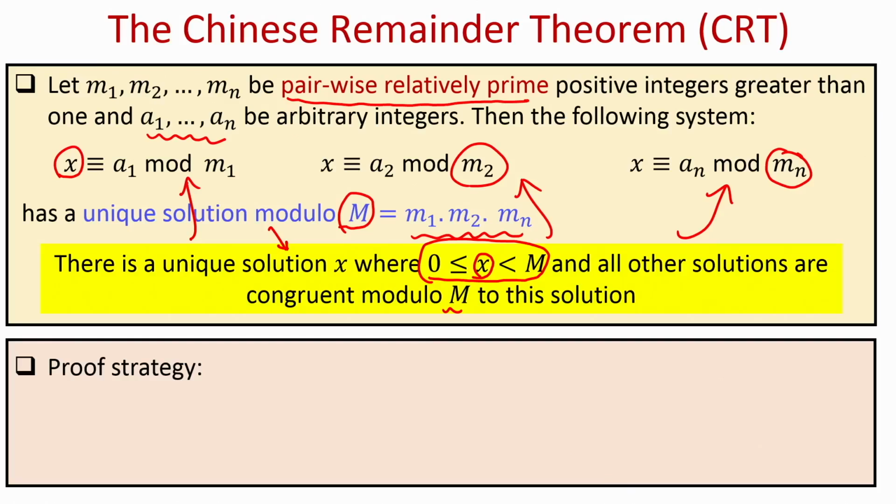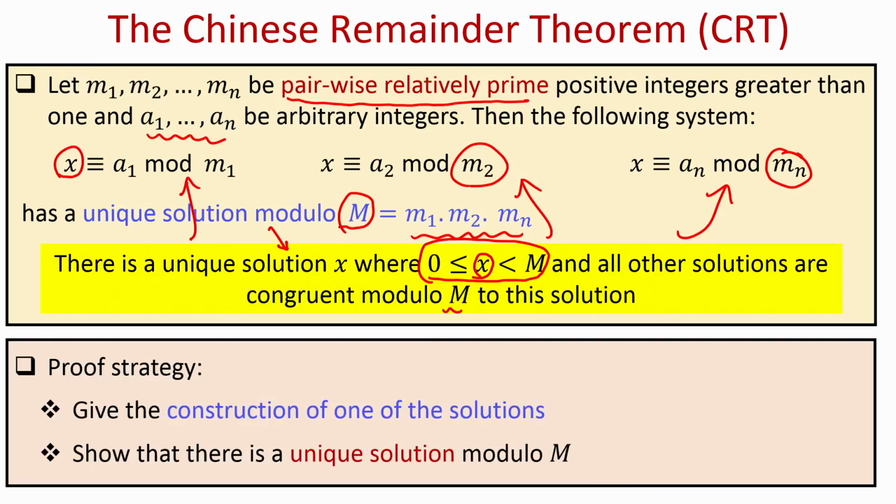The proof strategy is as follows. We will give the construction of one of the solutions in the range 0 to m minus 1, but that does not mean that it is a unique solution. Remember, there are two parts of the proof. We have to show that there is at least one solution in the range 0 to m minus 1, which we will do in this lecture, and then we also need to show that it is the only solution. You can't have any other solution in the range 0 to m minus 1. That we will do in the next lecture.